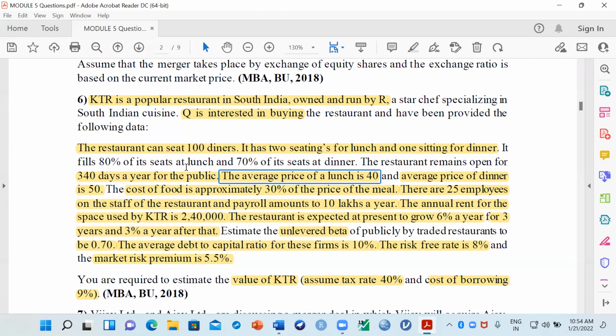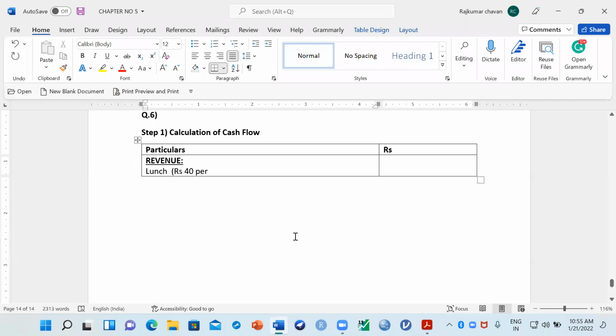And in a year, how many days does this restaurant work? It is working for 340 days. So now let us calculate first. Let me write down here. What is the lunch price? It is rupees 40 per sitting, that is what they have given here. We can say the lunch price is 40 rupees. So how do we calculate?